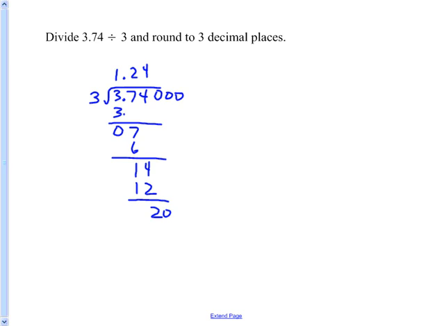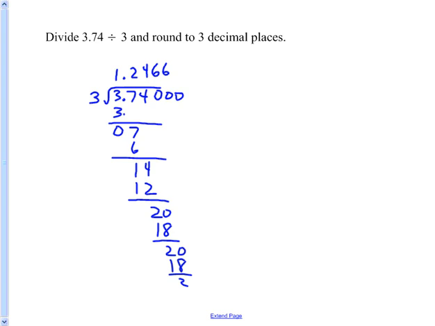So how many times does 3 go into 20? Well, it doesn't go evenly again, but it goes 6 times. And notice I'm at 3 decimal places already. So 3 times 6 is 18. That leaves me a 2. Bring down another 0, and you'll start to see a pattern here. Again, how many times does 3 go into 20? Well, 6 times. 6 times 3 is 18, which leaves me a 2.